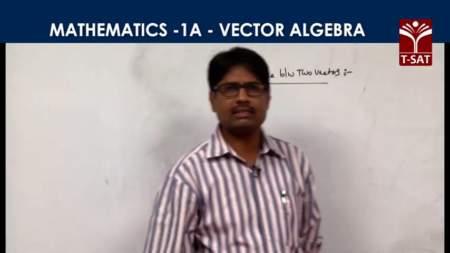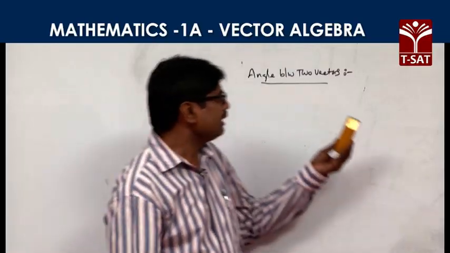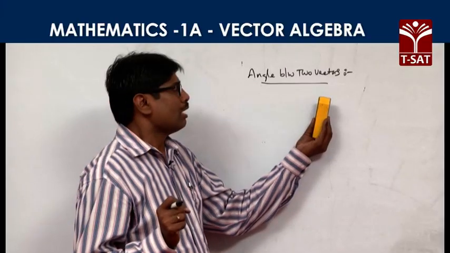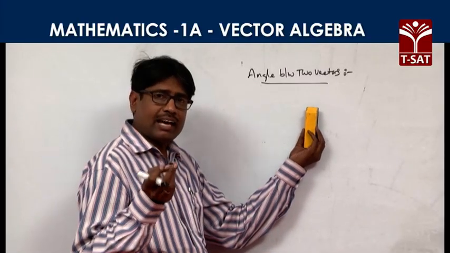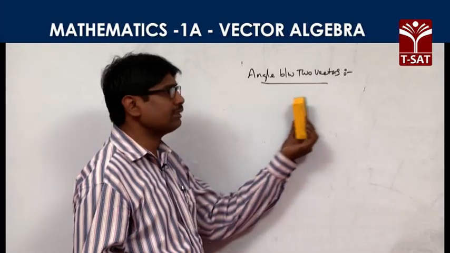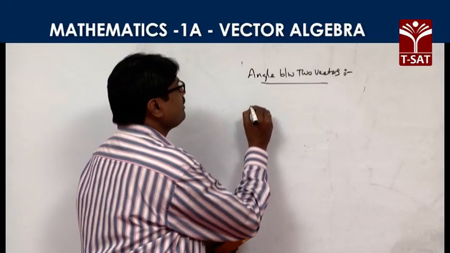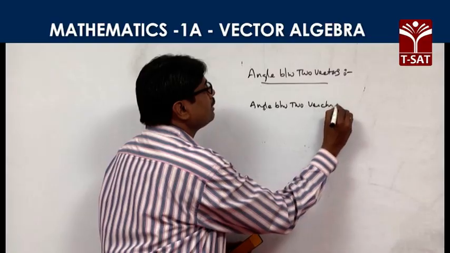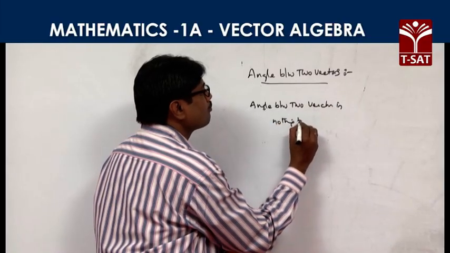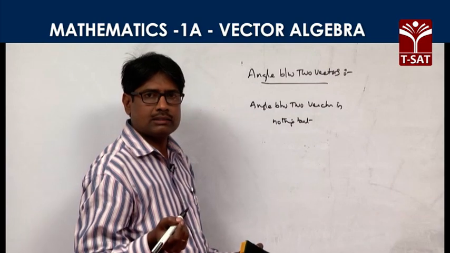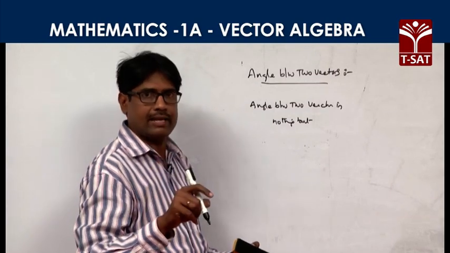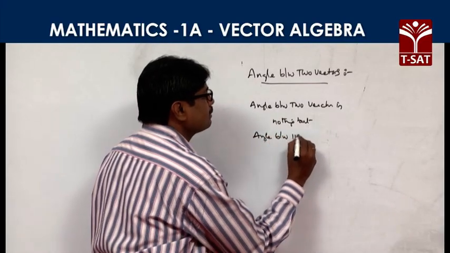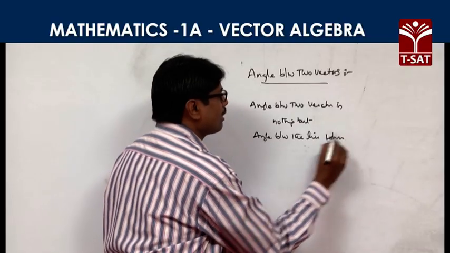How is an angle defined between two vectors? Generally, an angle is between two lines only. But a vector is concerned with the direction as well as the magnitude. Then how to get the angle? The angle between two vectors is nothing but the angle between the lines where the vectors lie.